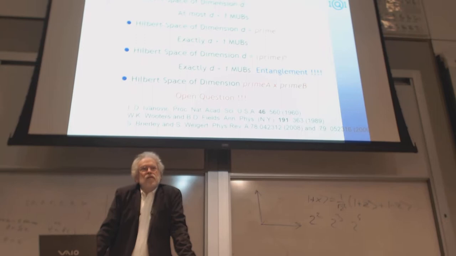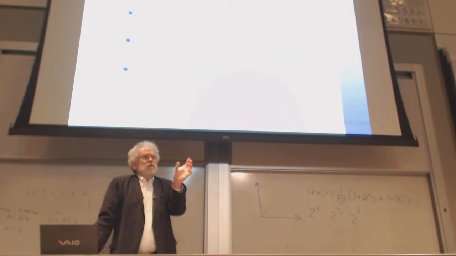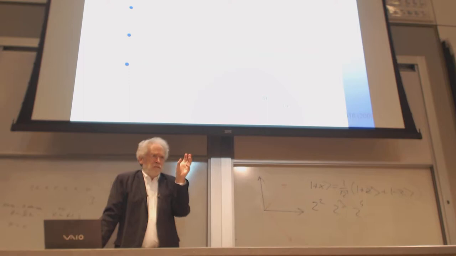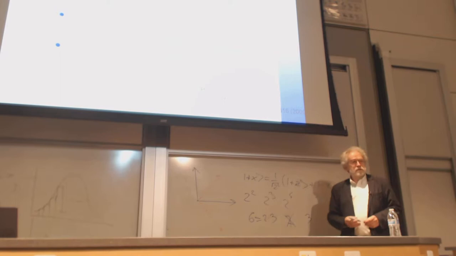The general understanding of the community is that it is the smaller of the two prime factors which determines the number of mutually unbiased bases. So in the case of 6, which is equal to 2 times 3, the number of mutually unbiased bases is not 7, but it is 2 plus 1, which is 3. And I find that extremely fascinating.